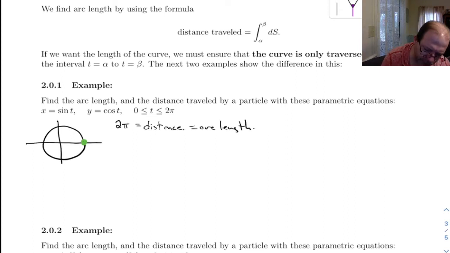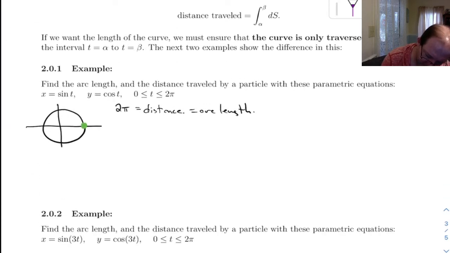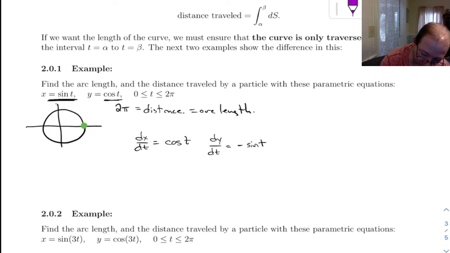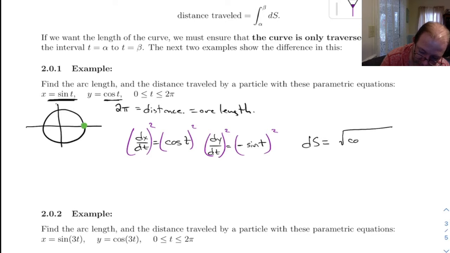And let's do this though using the ds. So ds in this case, we have to find dx dt. Dx dt is going to be cosine t. Dy dt is going to be negative sine t. And so if we go and square both of these things, we get that our ds in this case is square root of cosine squared t plus sine squared t dt. And of course, cosine squared plus sine squared is 1. So our ds here is just 1 times dt.